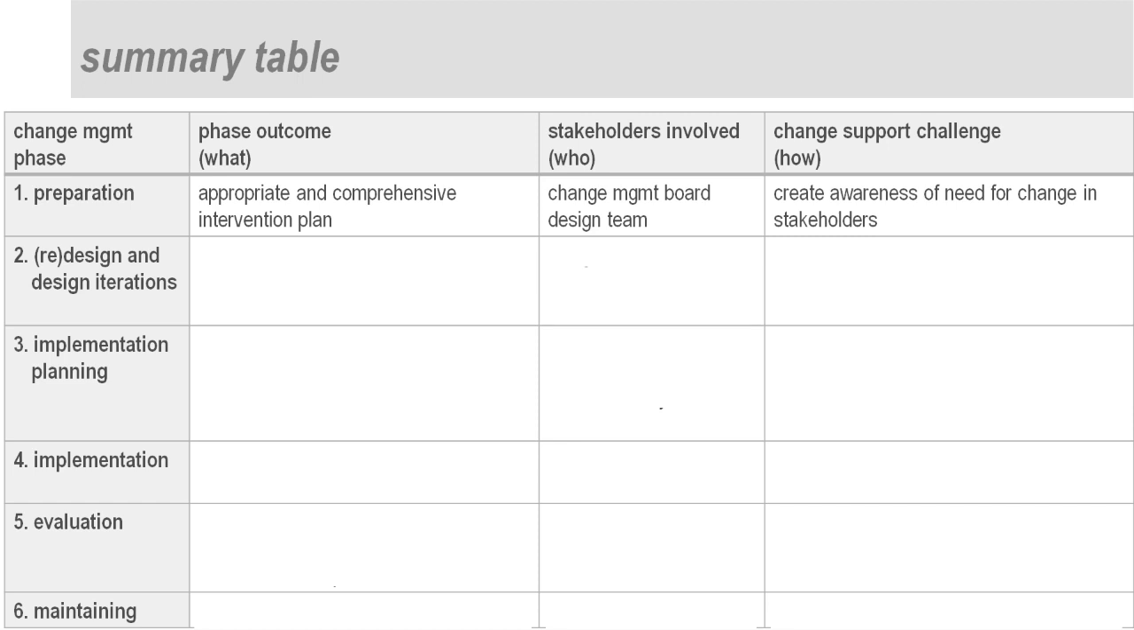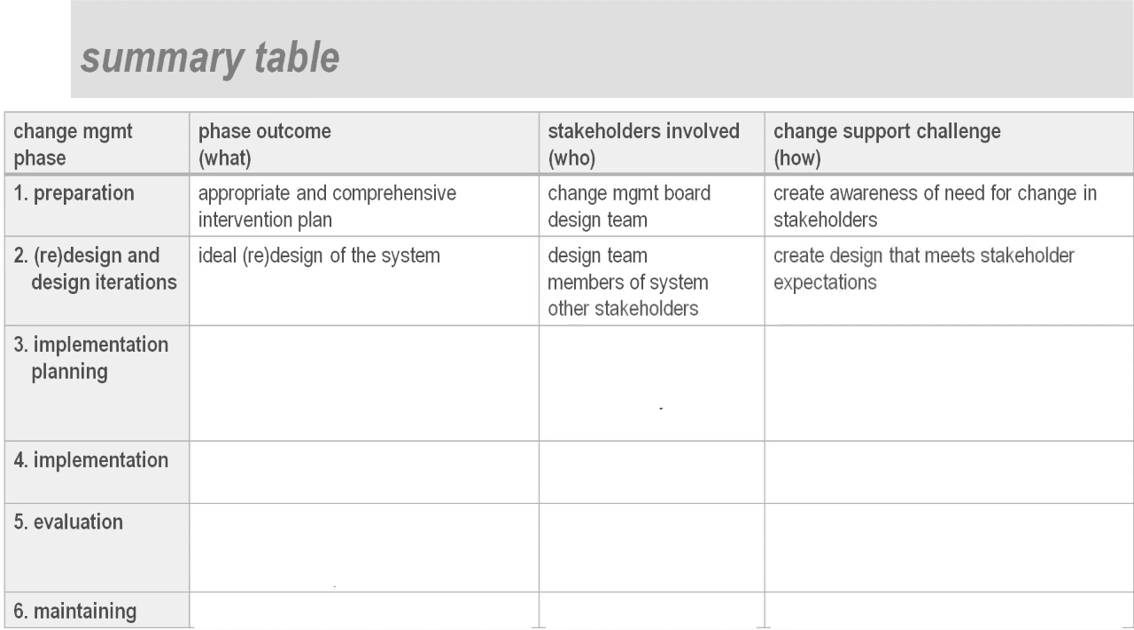The second phase is the redesign phase, which also includes various design iterations. The outcome of that phase is an ideal design of the system. The stakeholders involved are the design team, the members of the system that is being redesigned, as well as other external stakeholders. The challenge of this phase is to come up with a design that meets the stakeholder expectations and that aligns the stakeholders so that the stakeholders support the design.